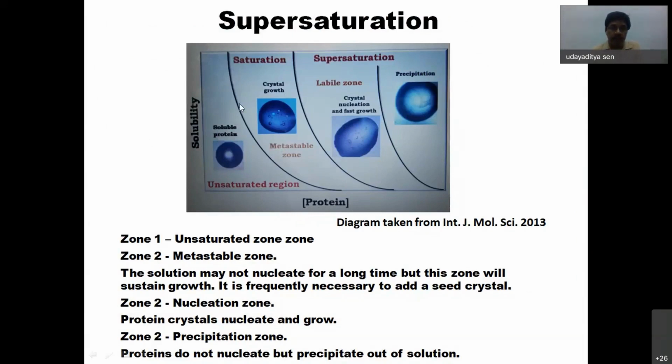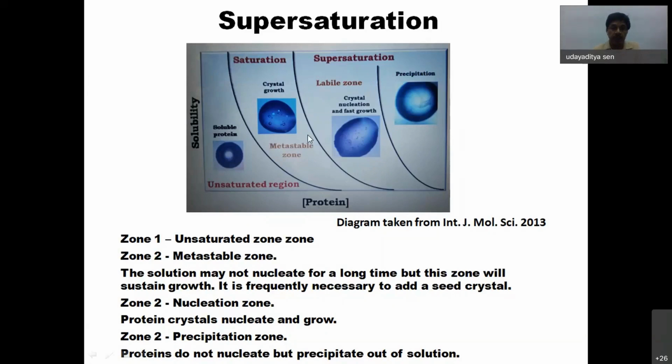And so this curve is called saturation. Above this curve, protein is saturated, and below this side of the curve, protein is soluble. This is the unsaturated solution, and this side is the saturation zone. In the saturation zone, you can make two divisions: one is the metastable zone, and the other is the labile zone.